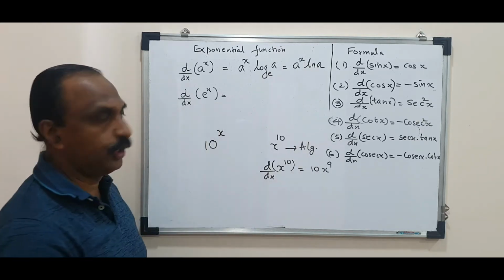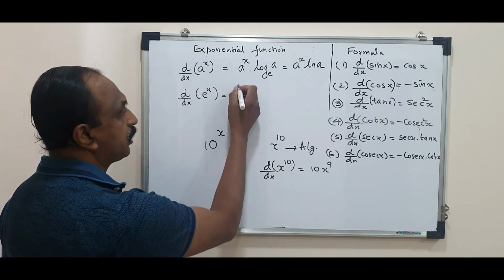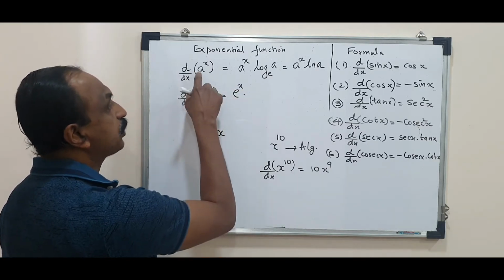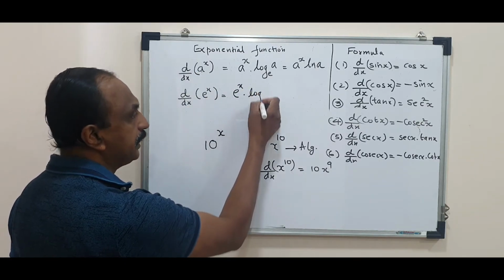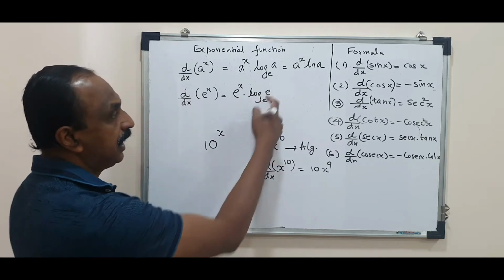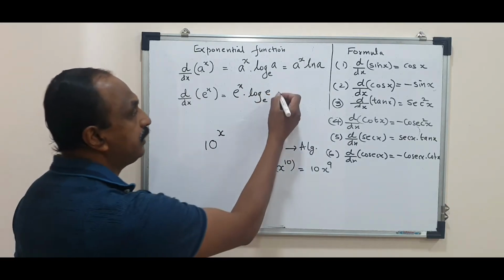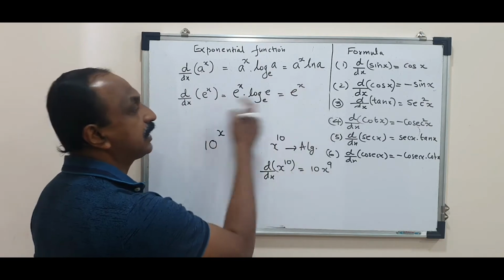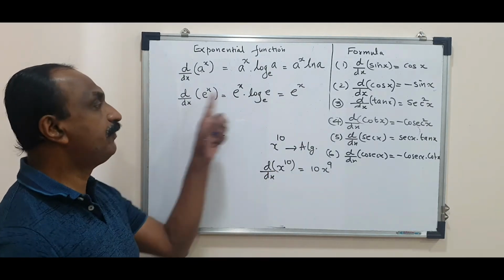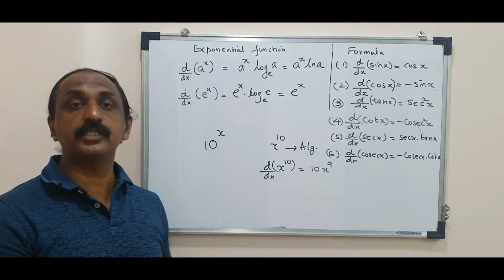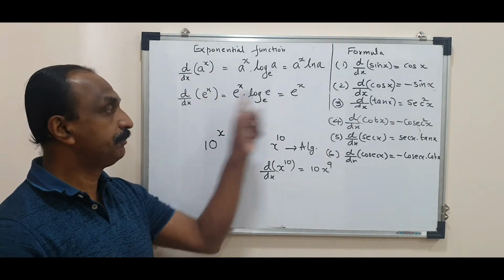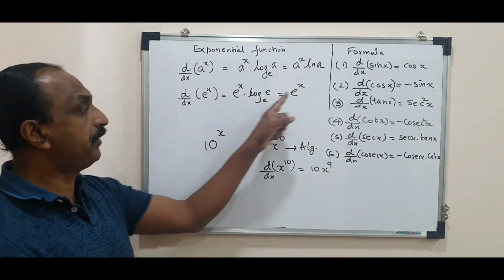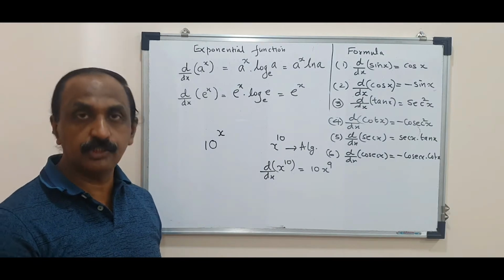Now what will be the derivative of e raised to x? It will be e raised to x. Naturally, in place of a it has become e, but here it becomes log e to the base e. And you know that log e to the base e is 1. So the derivative of e raised to x is e raised to x itself. So there is only one function whose derivative remains the same as the function itself, which is nothing but e to the power x. So the derivative of e to the power x will always be e raised to x itself.